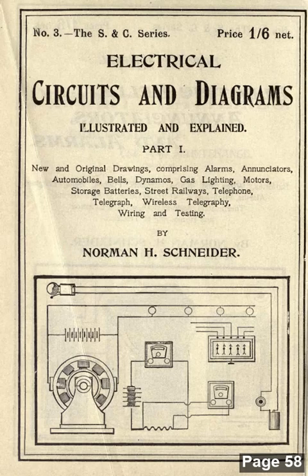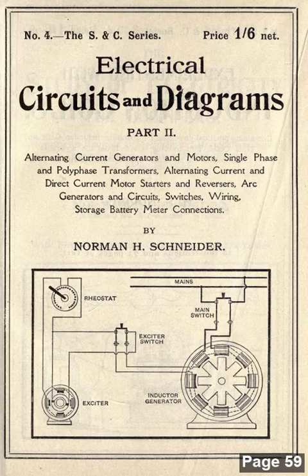No. 3. The S and C Series, price 1/6 net. Electrical Circuits and Diagrams Illustrated and Explained. Part I. New and original drawings comprising alarms, annunciators, automobiles, bells, dynamos, gas lighting, motors, storage batteries, street railways, telephone, telegraph, wireless telegraphy, wiring, and testing, by Norman H. Schneider.